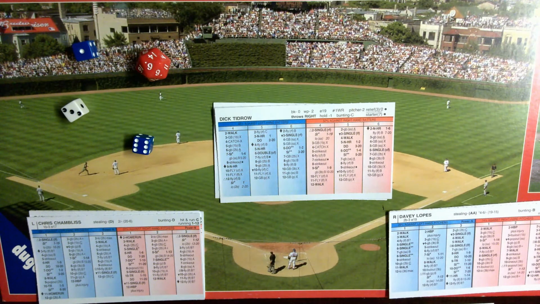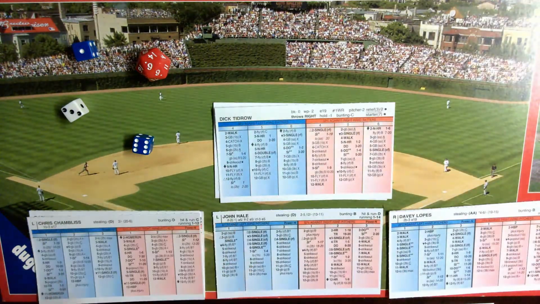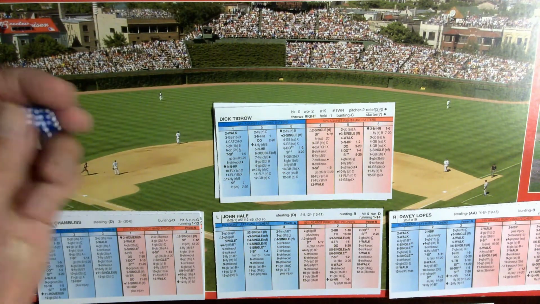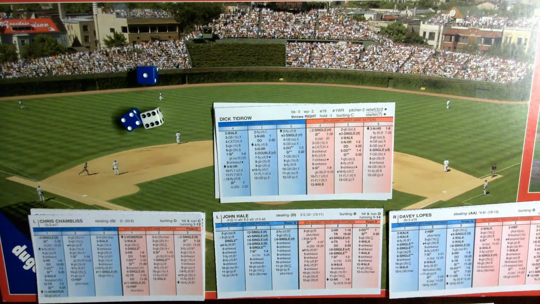That lefty is going to be utility outfielder John Hale. Hale will be making his first World Series appearance, pinch hitting for Mike Garman. We'll get to the line on Garman here shortly. We have one out. Right-handed pitcher Tidrow delivering to the lefty Hale.